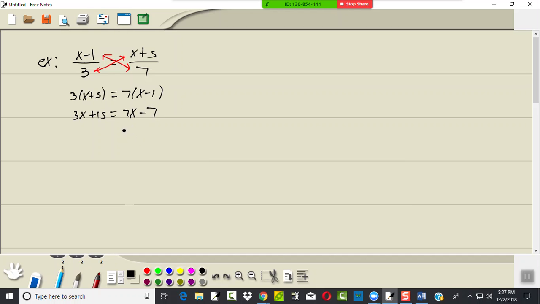Get everything with an x on one side, numbers on the other side. So I take 7x over. So you get 3x minus 7x equals negative 7 minus 15. That gives us negative 4x equals negative 22. Divide both sides by negative 4. Negative divided by negative is positive, so that cancels. And top and bottom both divisible by 2, so that gives me 11 halves. Now you do need to make sure that this does not cause any denominator equals 0, but I don't have any variables in my denominator, so I don't need to worry about that. So that's our answer.